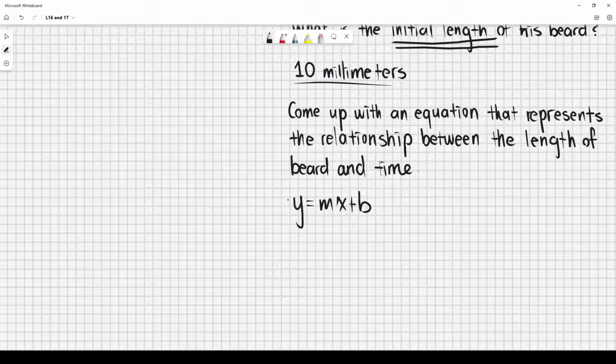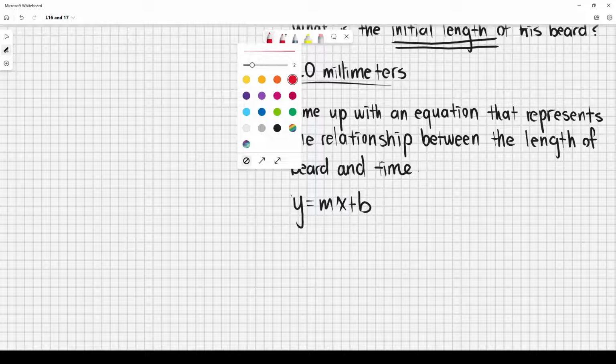Maybe let me color code this. So y, and then m is green, x is green, and then maybe orange, yellow for the b. So y is the result. By changing the time, the result, the beard length, has changed. So y is equal to the beard length.